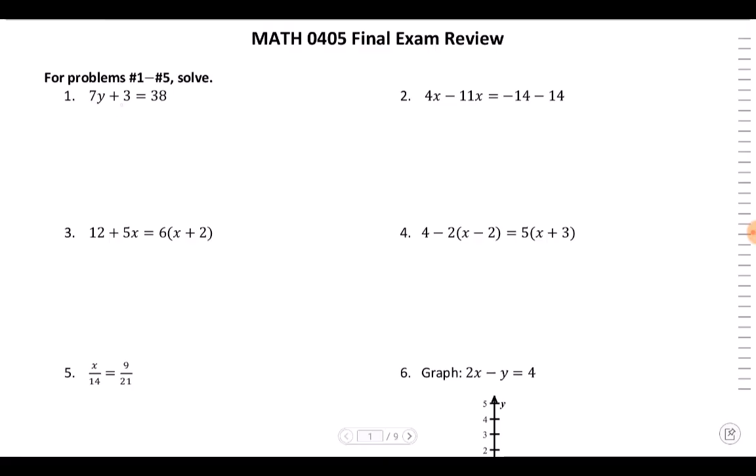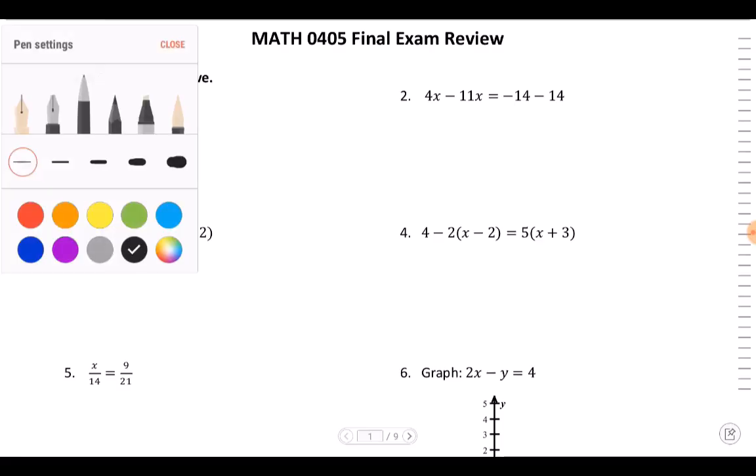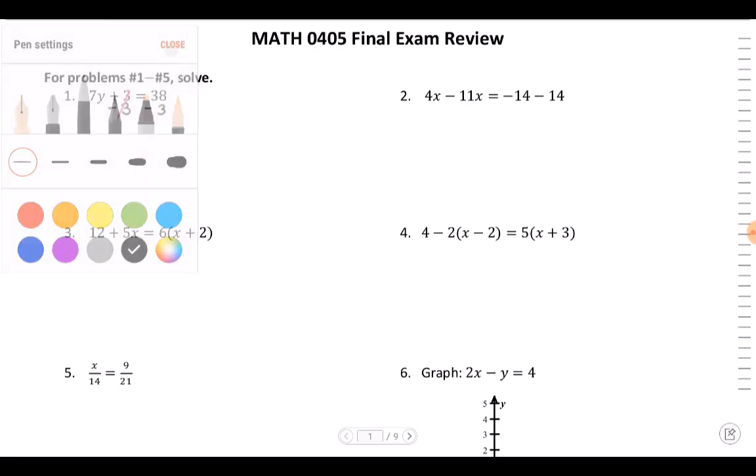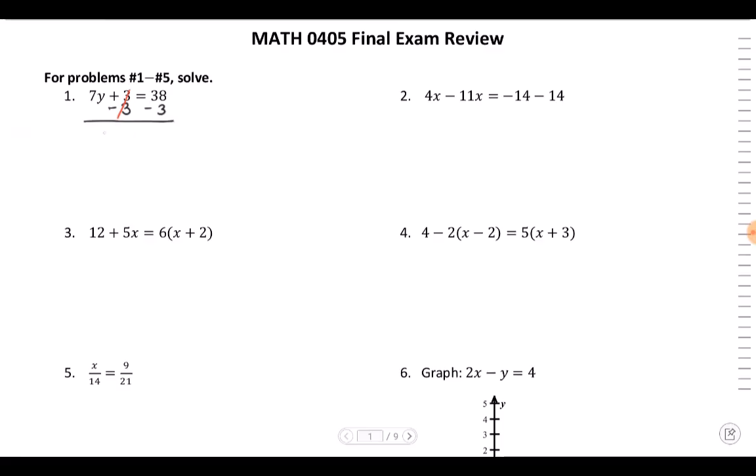We want to use the property that if I want to get the y by itself, I need to first start by doing something that will remove this positive 3 from both sides. So I'm going to subtract 3 on both sides because subtracting is the opposite of addition. When I do that, I see that I have a positive 3 and a negative 3, which add up to 0. We say it cancels out, but we know that it means that it adds to 0, which leaves me with 7y equals, and 38 minus 3 is 35.